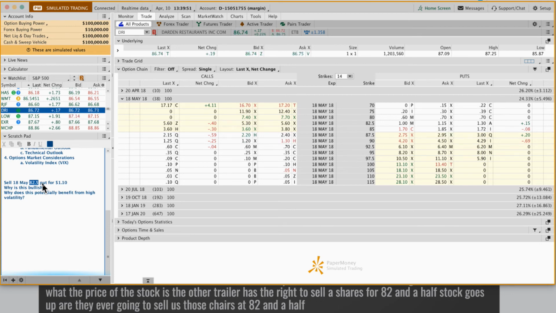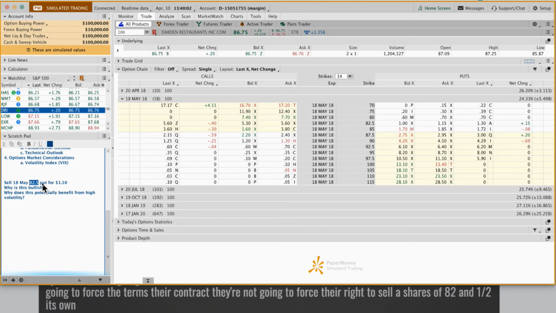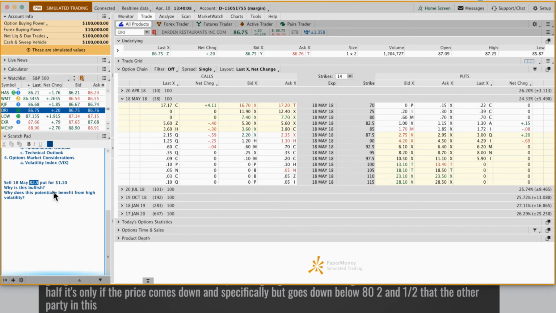No, they're not going to be motivated to. If the shares are worth $90 a share, they're not going to enforce the terms of their contract. They're not going to enforce their right to sell us shares at $82.5. It's only if the price comes down, and specifically if it goes down below 82.5, that the other party in this transaction is going to be motivated to force us to buy shares at 82.5. For example, what if the price fell to $75?